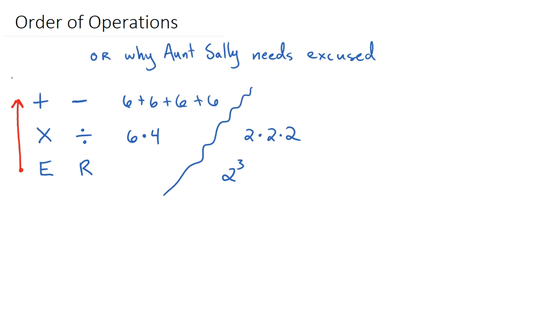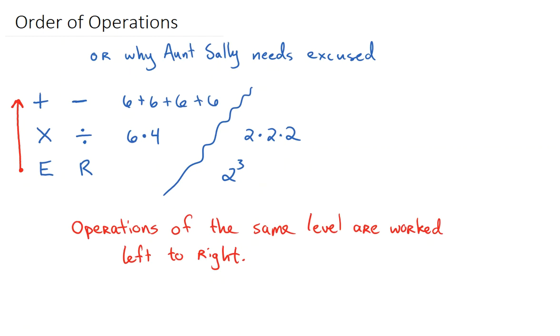And then if you have operations that are on the same level, you just work them left to right. There's actually some flexibility with this as long as you're really careful about what's actually going on with the operations. But the safe thing to do is if you have operations of the same level, they are worked left to right. So if you have a problem that has both multiplication and division in it, you just work it left to right. If it has subtraction and addition in it, you're going to do whichever one is to the left and then work on over.